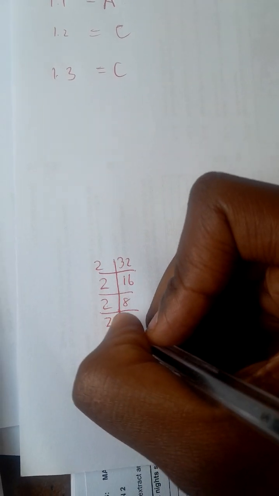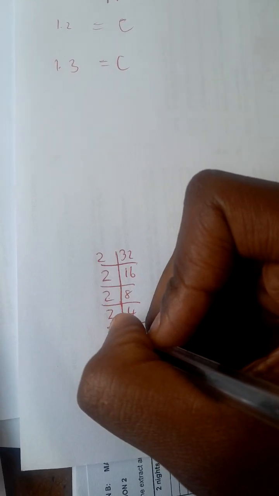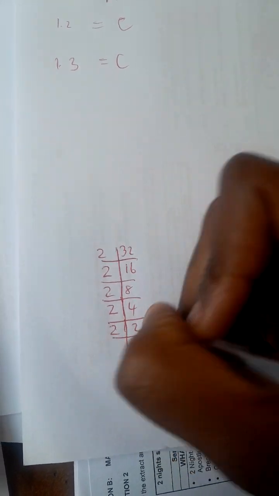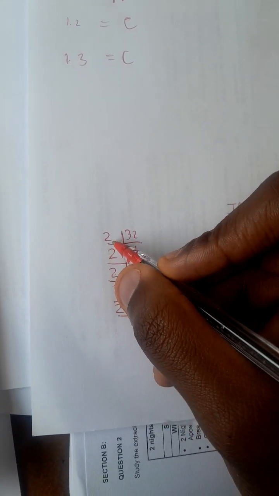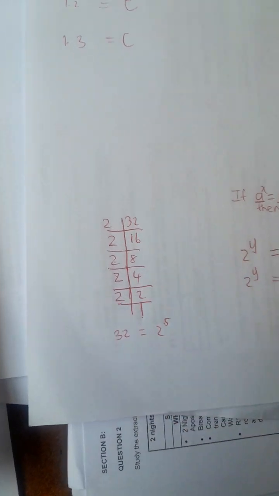Another prime number, the smallest, that goes into 4 is 2. It goes how many times? 2 times. Another small prime number that goes into 2 is 2. Goes how many times? Once. Once we get to 1, it means we are done. How many 2s? 1, 2, 3, 4, 5. So 32 is equal to 2 to the power 5.